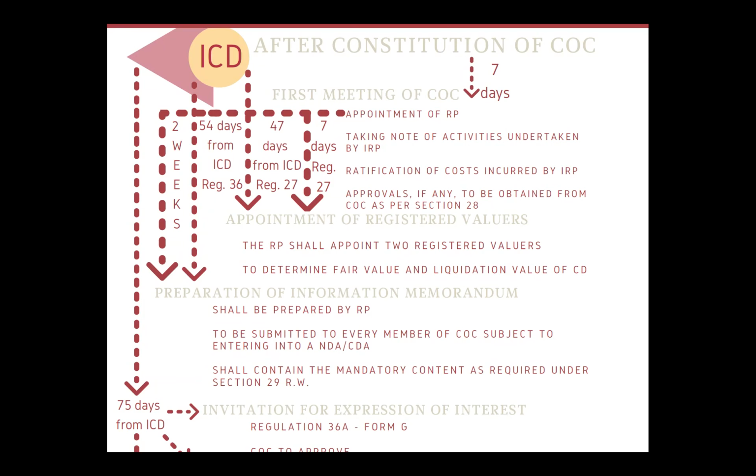Again, now if you can observe that line, which is horizontal to the RP, the appointment of RP, that again triggers various events. So what is this event? The first event which it triggers is the appointment of registered valuers. And I wish to spend a fair bit of time on this, to give a value addition at this juncture.